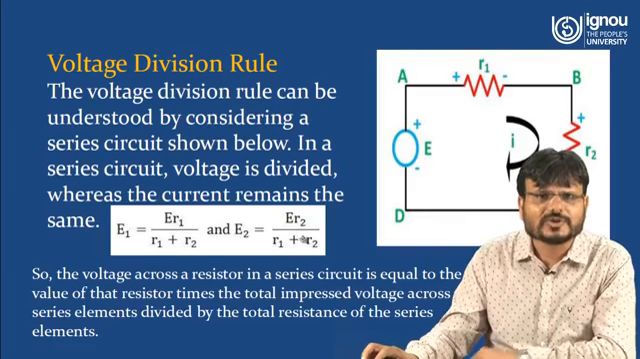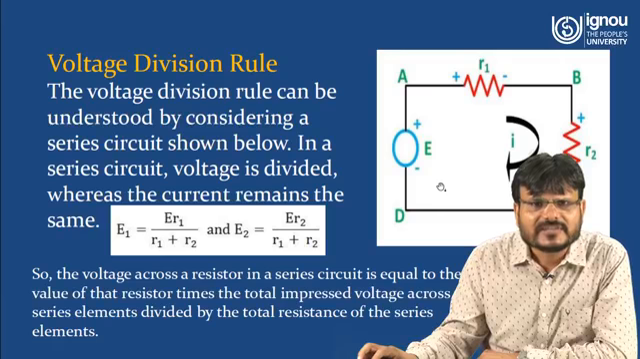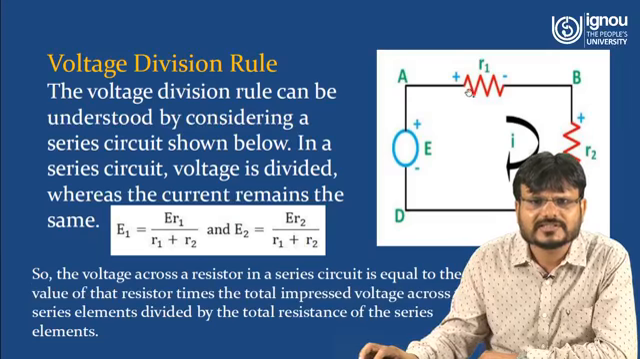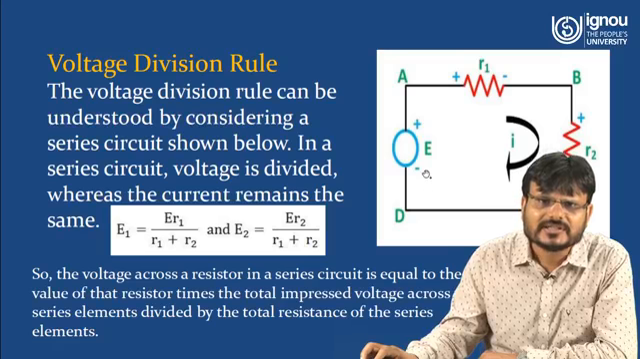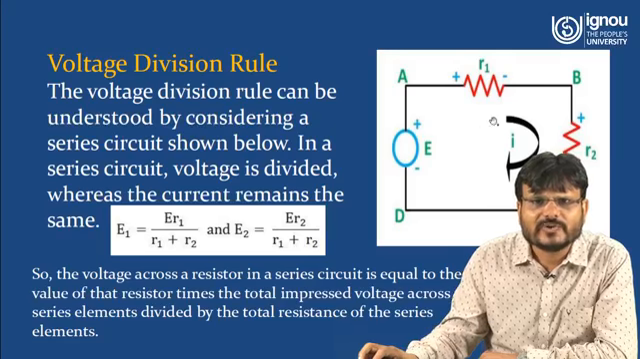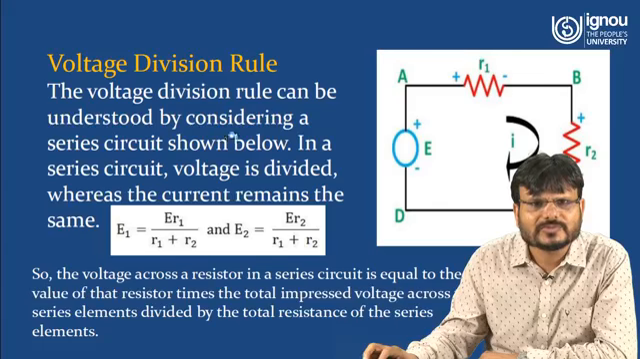Now the second rule is the voltage division rule. Here you can see in the figure the applied voltage is E, which is connected between A and D, and two resistances R1 and R2 are connected in series with the supply voltage E. Now you have to find the voltage drop across R1 and the voltage drop across R2 by the voltage division rule. So the voltage division rule can be understood by considering the series circuit shown below. In a series circuit, voltage is divided whereas current remains the same.